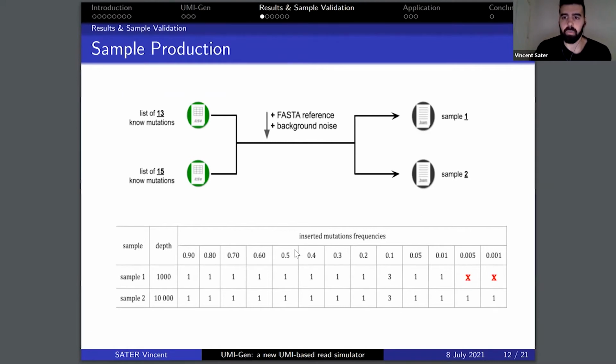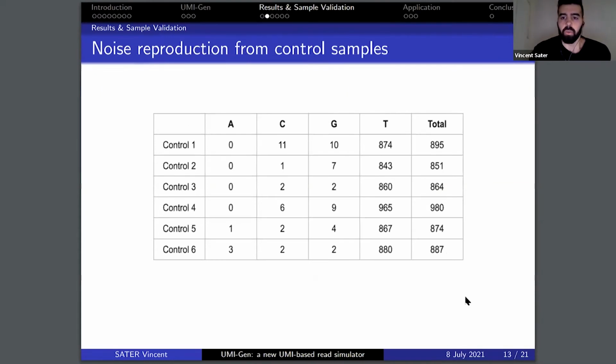In order to validate our pipeline, we used UMI-Gen to generate two simulated data files, sample 1 and sample 2. Sample 1 has a depth of 1000x and contains 13 true variants with frequencies from 1 to 90%. On the other hand, sample 2 had a depth of 10,000x and contains the same 13 variants from sample 1 plus 2 variants with frequencies of 0.5 and 0.1%. We used the same 6 control samples to reproduce the sequencer background noise in both samples.